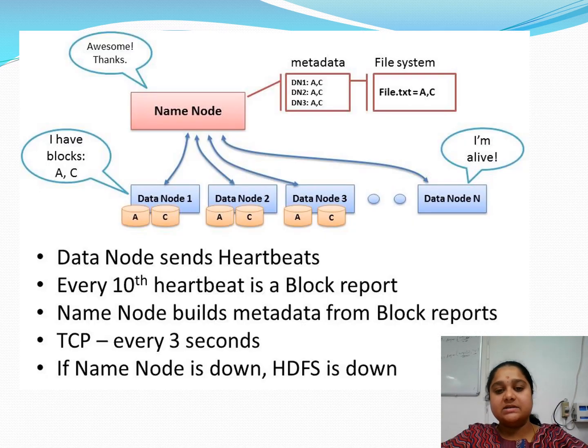This name node sends heartbeats to the data node. Every 10th heartbeat is known as a block report. They just note down the block report. We use the TCP/IP protocol in this to have an efficient connection. And one more thing is, if name node is down, HDFS is down, because we cannot replicate the name node. We replicate only the data. We cannot replicate the servers. If name node is down, HDFS is also down.